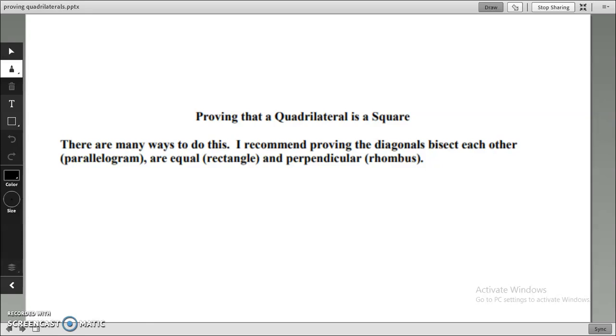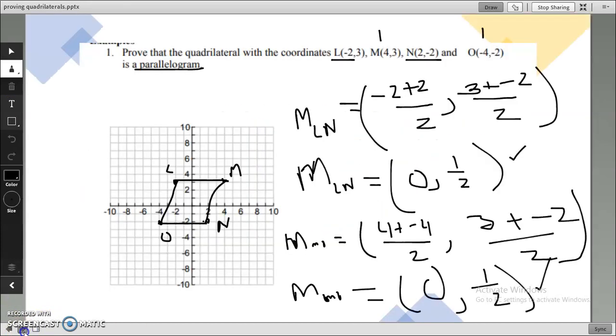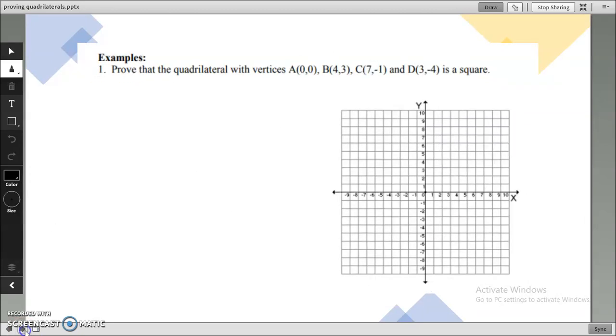It tells us here that we need to do these three things. We need to prove that the diagonals bisect, that they're equal, and that they're perpendicular. Okay, so we're all looking at the diagonals. This is just one way of doing it. There are many ways to do this, but we are going to just look at the diagonals.